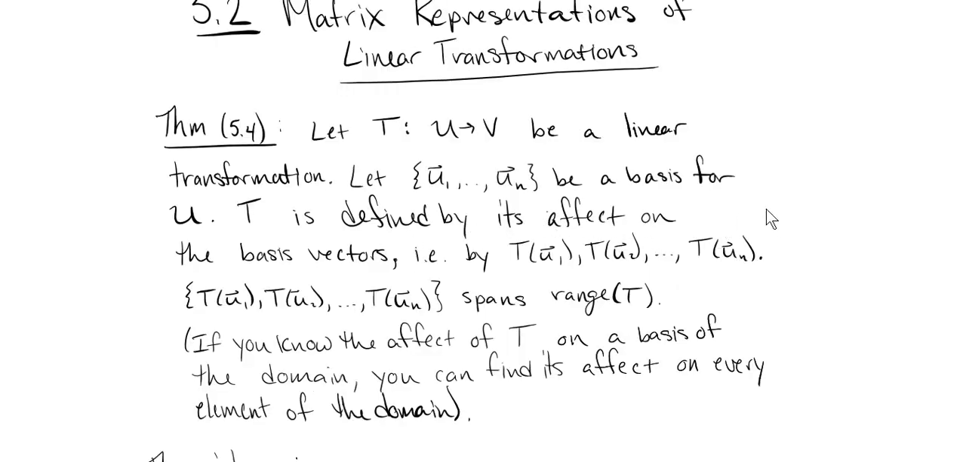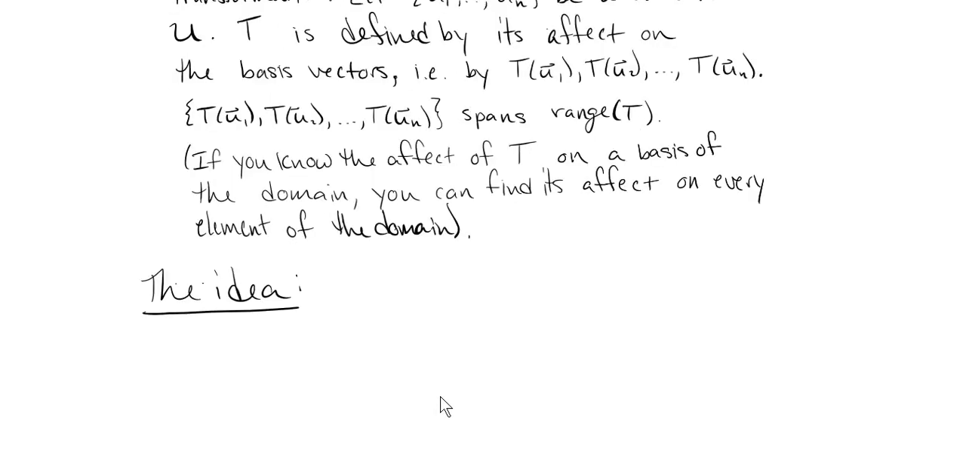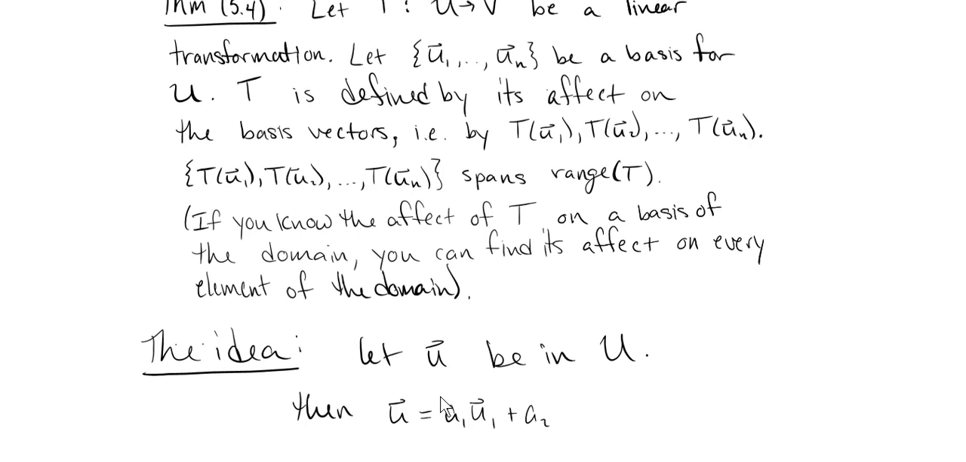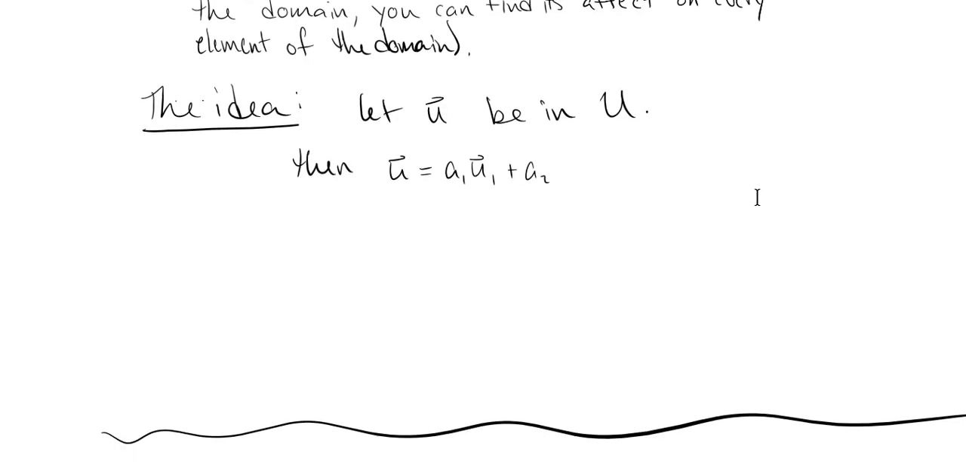What we mean by T is really defined by its effect on these basis vectors is that anything in the range of T is just a combination of these basis vectors. In other words, if you know the effect of T on the basis vectors in the domain, you can find its effect on any element of the domain. And this is pretty easy to see. If we let U be in the domain, then since we have a basis for this domain, we know U can be written as a linear combination of those basis vectors, these U1, U2, all the way through UN.